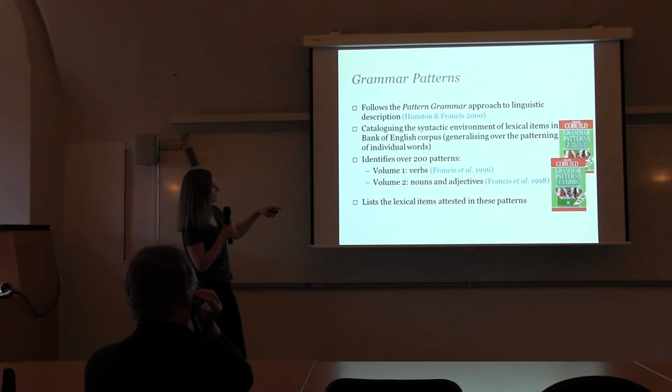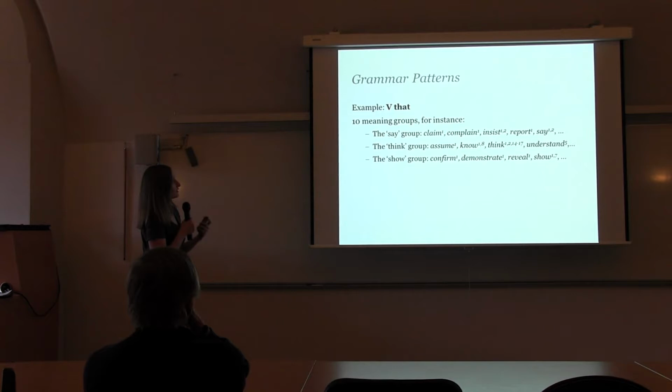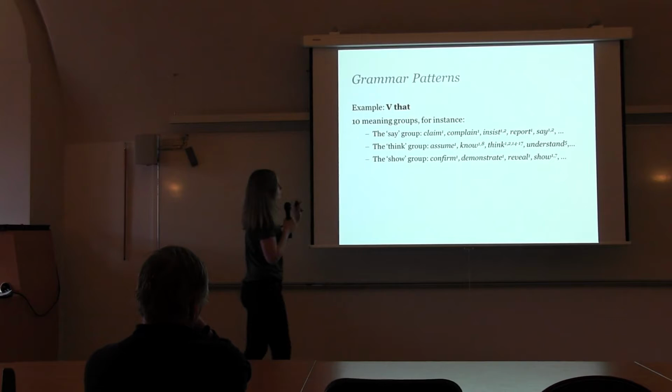And these words are divided into words that have a similar meaning. So they're provided with lexical sense information. So here's an example of the V-that pattern. So claim that, assume that, know that, demonstrate that, and so on. This is just a really small sample of a couple of verbs that can occur in that open verb slot. And then we can have 10 meaning groups for the V-that pattern. This is just three of them, the say group, the think group, and the show group. And then these numbers relate to the lexical senses in the Collins COBUILD English Dictionary.